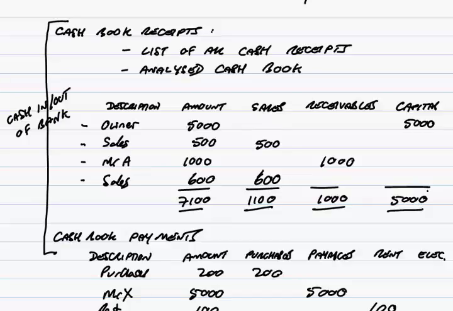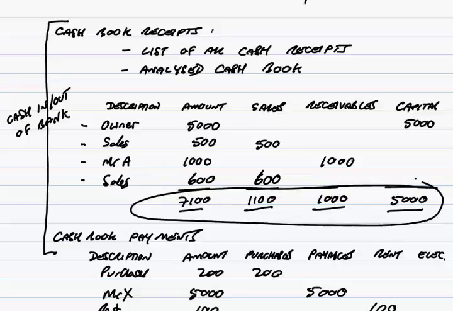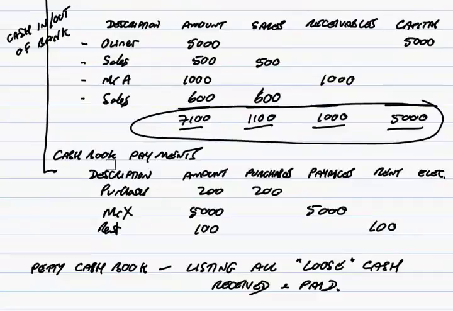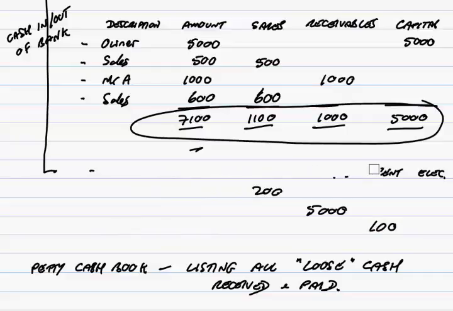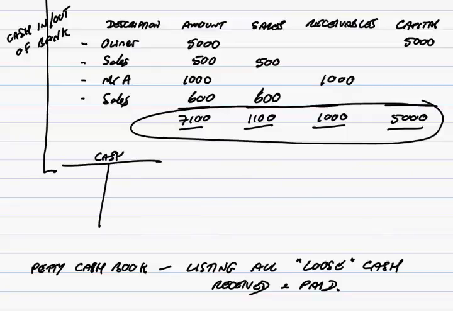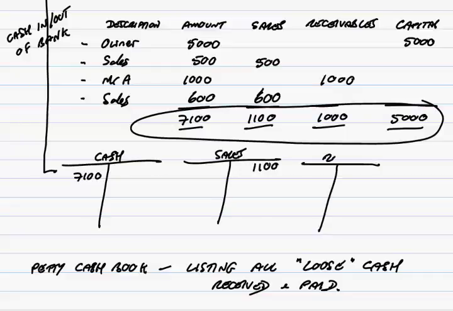And we do the debits, credits using the totals. So using the totals, instead of doing lots and lots of little debits in the cash account in the nominal ledger, we'd have one big debit of 7,100. The credits: to sales, one big credit of 1,100; to receivables, 1,000; and to capital, 5,000.